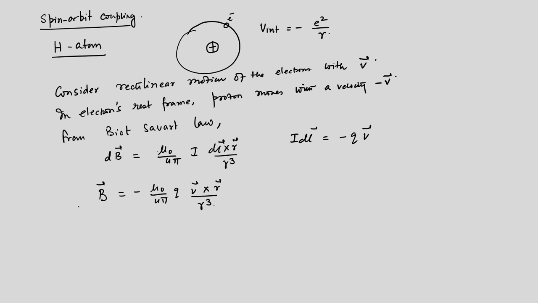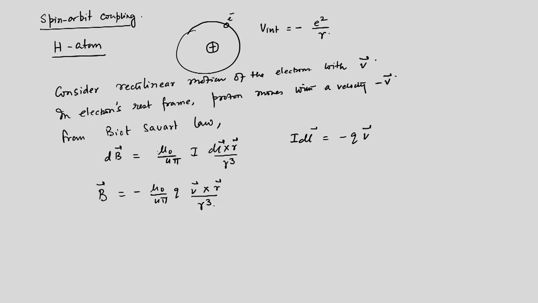So we write it as a full B, and this is the magnetic field that the electron feels, Q being the magnitude of the electronic charge, and the proper direction has been taken into account. Of course this magnetic field is in a direction which is perpendicular to both v and r, and r, if you like, is really this distance.